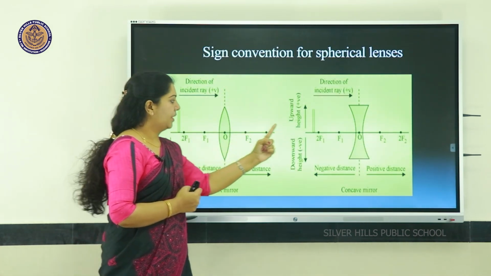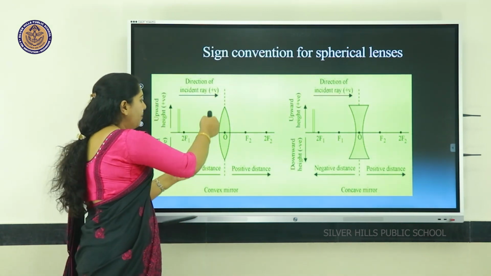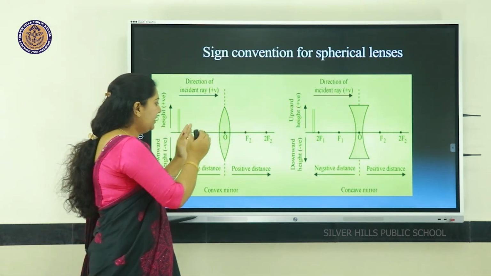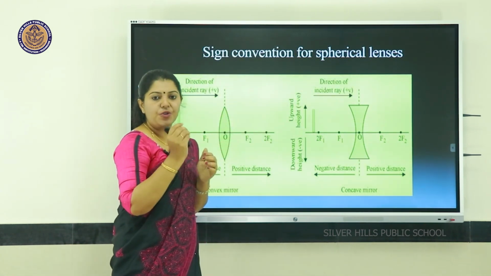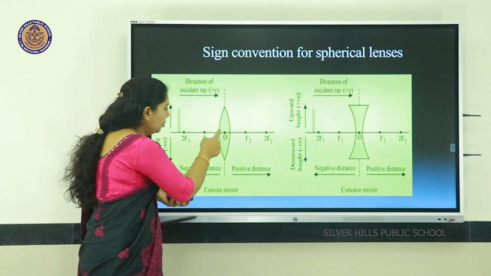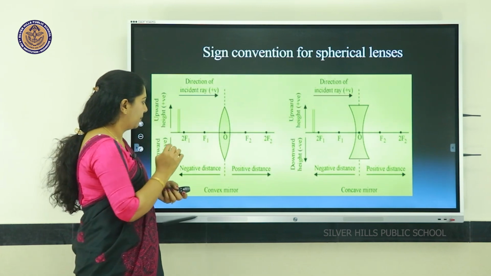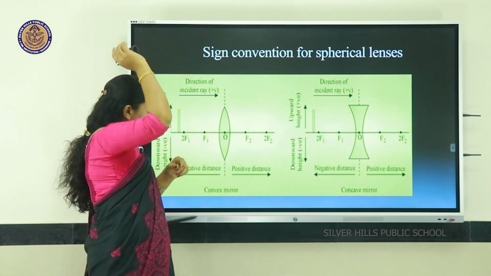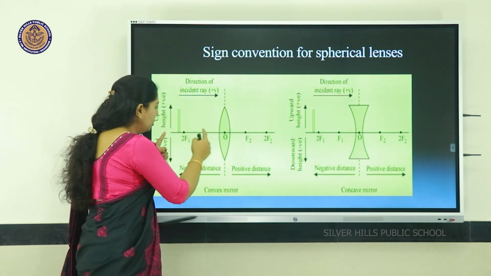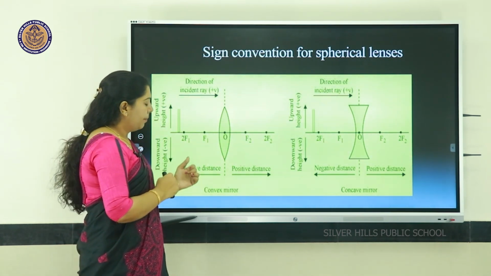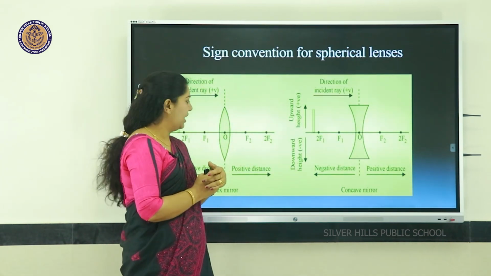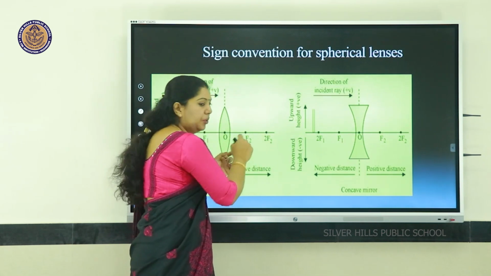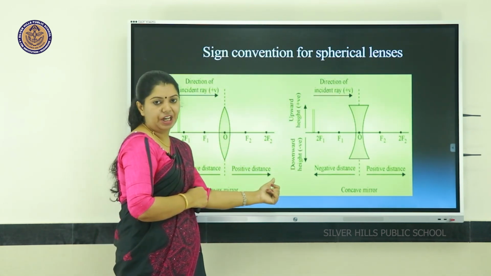Next one, sign convention for spherical lenses. First one is the convex lens, second one is the concave lens. From this optic center, the distances on the left side are taken as negative and the distances on the right side are taken as positive. That means the distance from O to F1 is the focal length of the lens, right? And the distance from O to C1 is the radius of the lens. The distances from O to F1 and from O to C1 are taken as negative. But if the image is formed on the right side of the lens, then the distance from O to F2 or the distance from O to C2, all these distances are positive.